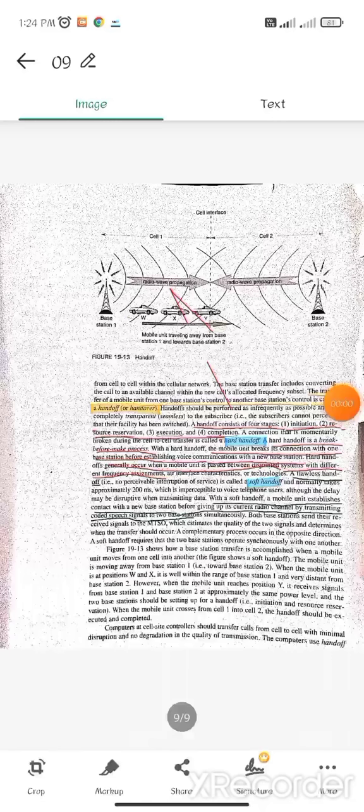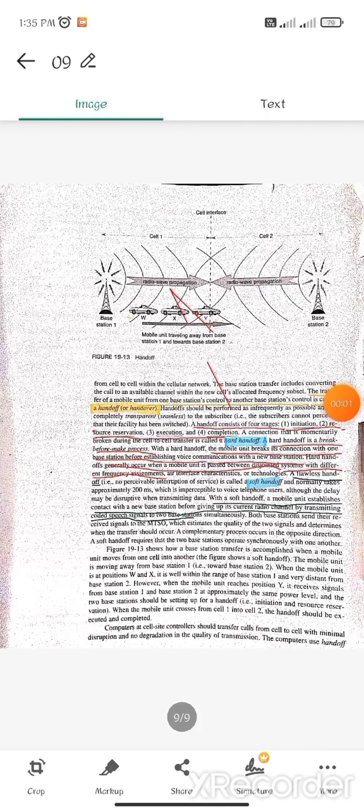There are four stages in the handoff: initiation, resource reservation, execution and completion. അതുപോലെ തന്നെ there are two types of handoff: hard handoff and soft handoff. Hard handoff generally occurs when a mobile unit is passed between disjoint systems with different frequency assignments, and the mobile unit breaks its connection with one base station before the new one is established. So in the case of soft handoff, it contacts a new base station before giving up the old one.